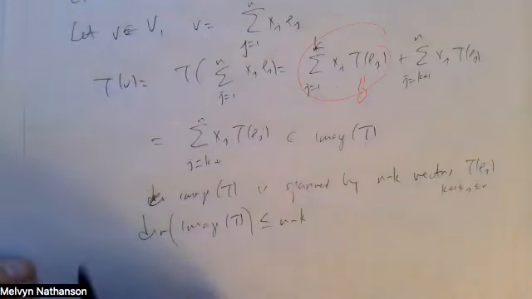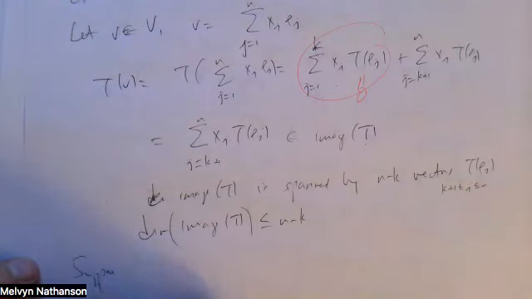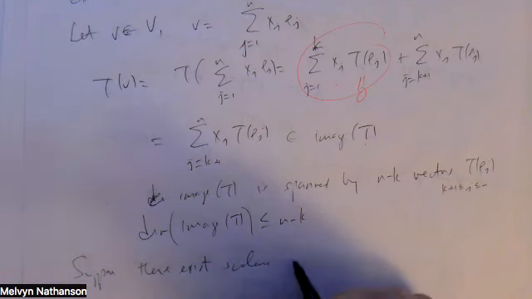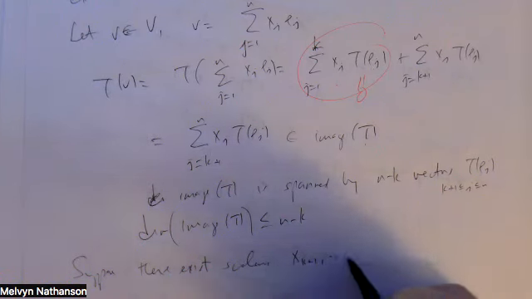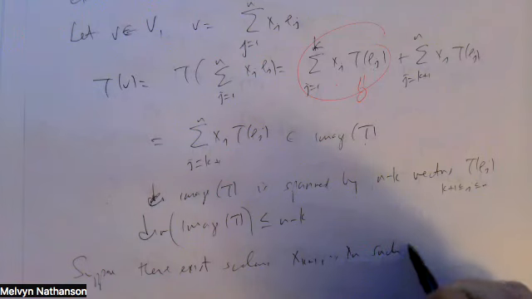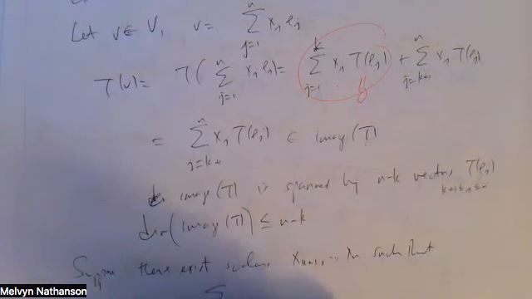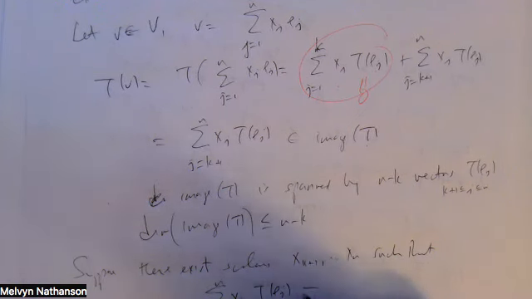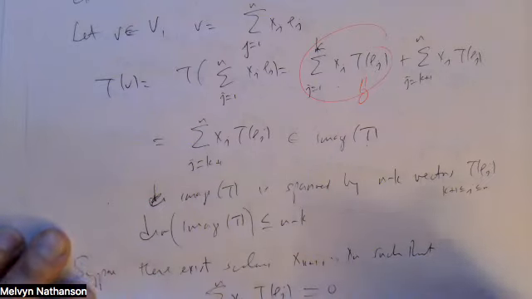So suppose there exist scalars xk plus 1 up to x sub n such that this linear combination, summation x sub j T of e sub j, j goes from k plus 1 up to n, is the zero vector.